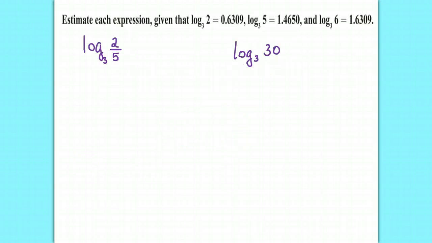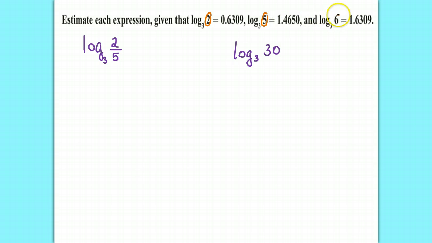On these two problems, we want to estimate each expression given that log base 3 of 2 equals 0.6309, log base 3 of 5 equals 1.4650, and log base 3 of 6 equals 1.6309. So really what you want to do on these type problems is take what's inside of the log and write it in terms of the logs that are given to you. So we have a 2, a 5, and a 6.